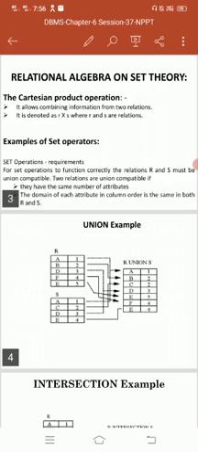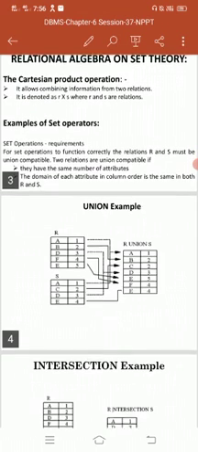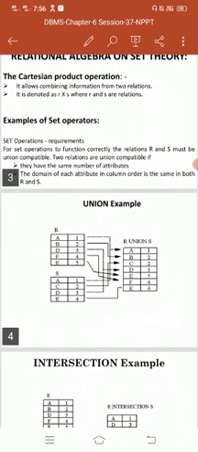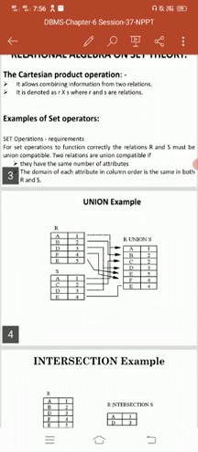So, set operators in SQL. What is meant by set operators? What are the set operators which are available in relational algebra?